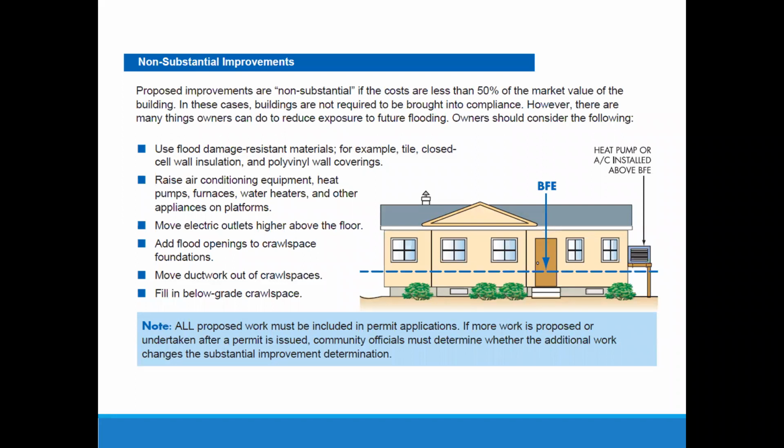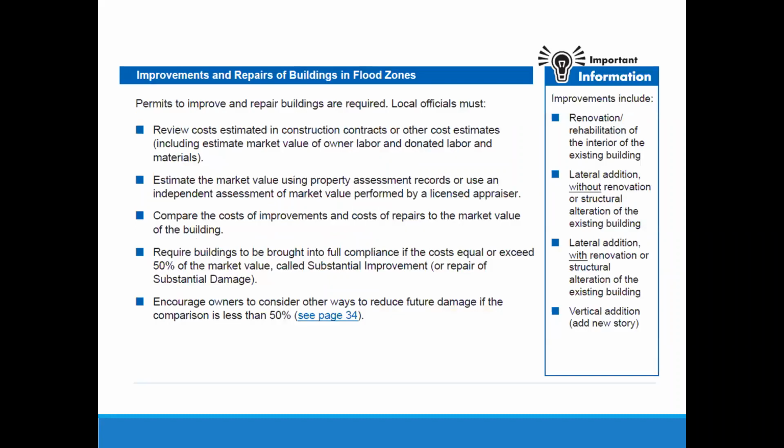I know it can be difficult, and Risk Rating 2.0 is kind of changing that a bit. So we do what we can to encourage people. The ductwork out of crawl spaces, adding in those flood openings to the crawl space, anything we can do to eliminate damage. Definitely the backflow valve. I think that's probably a pretty easy sell to make sure that that doesn't get backed up.